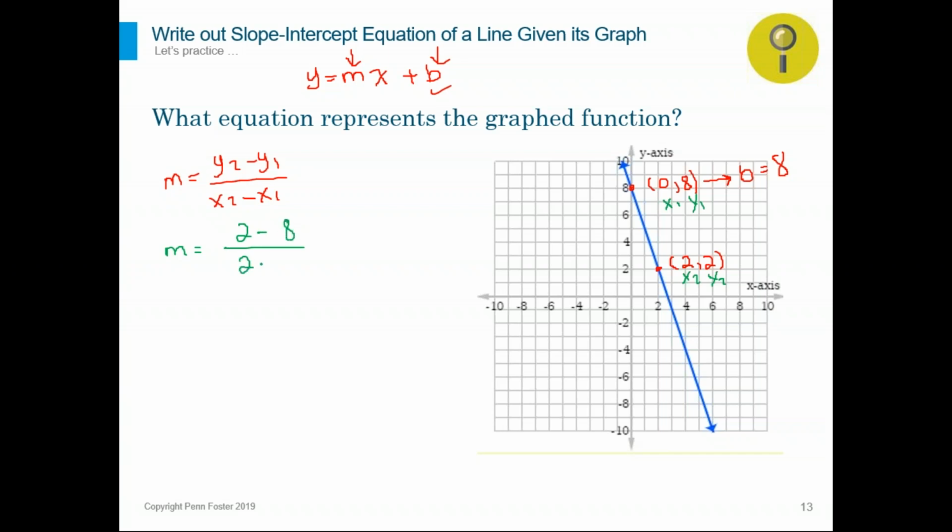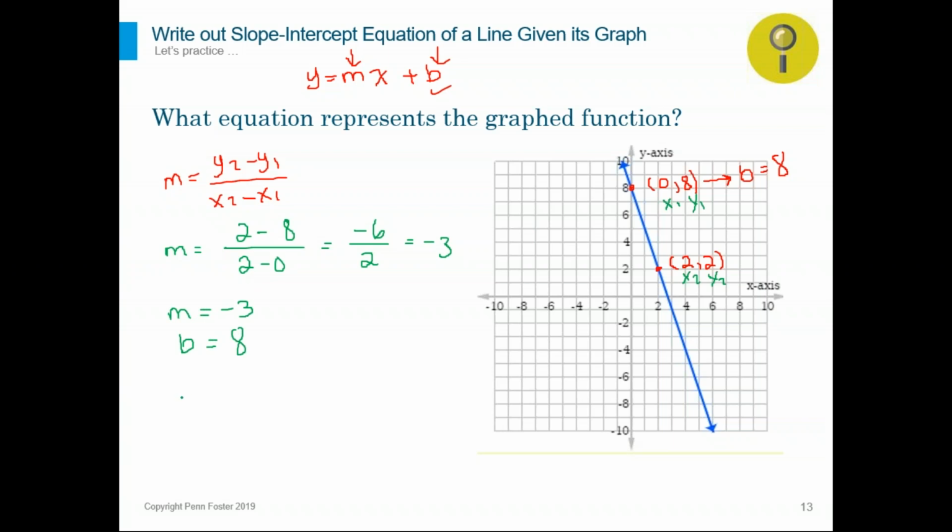On the bottom, you have 2 minus 0 equals 2. 2 minus 8 is negative 6. 2 minus 0 is itself 2. You can simplify: negative 6 over 2 is negative 3. The slope is negative 3. Does it make sense? Yes, because the line goes downward. If you had a 3 as your answer and the line looks like that, you need to recalculate your work. Now we have m equals negative 3, b equals 8.